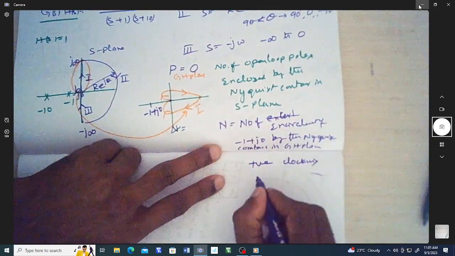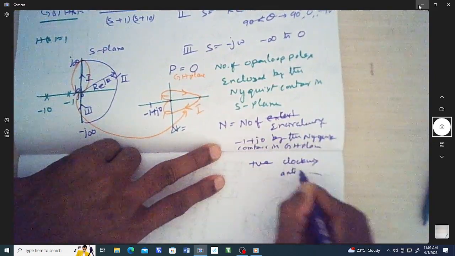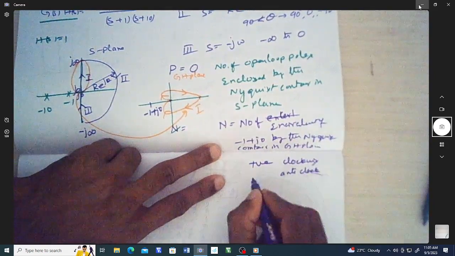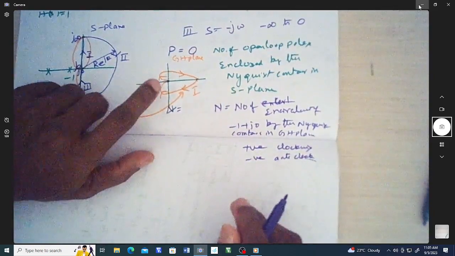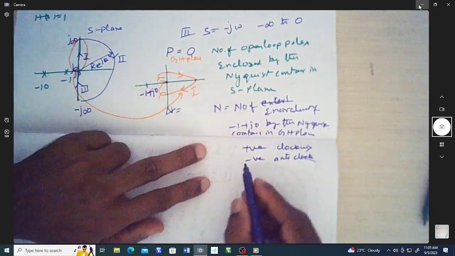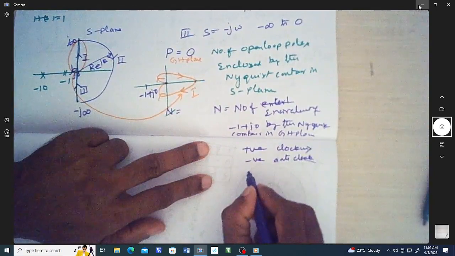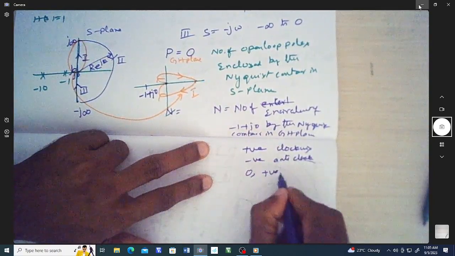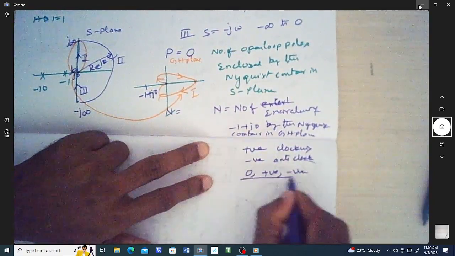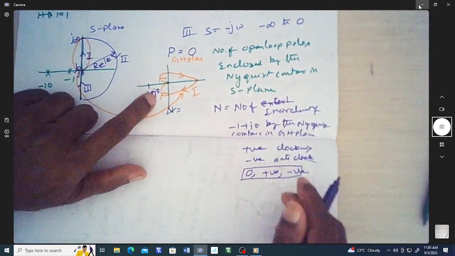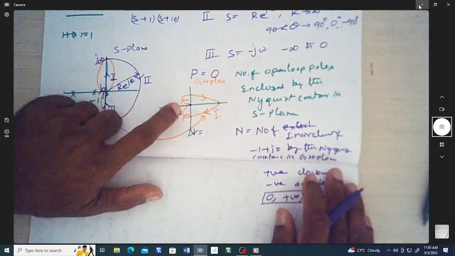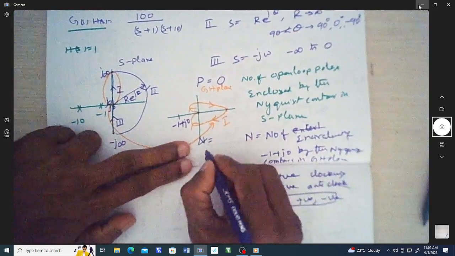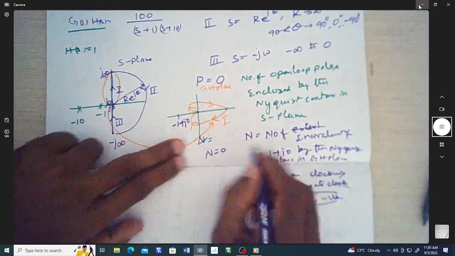If the encirclement is anti-clockwise, then the value of n is negative. If it is not encircling, as in this case, then n is equal to 0. So n can be 0, it can be some positive value, it can be a negative value. These are the possible values of n. In this case, since it is not encircling, n is 0.